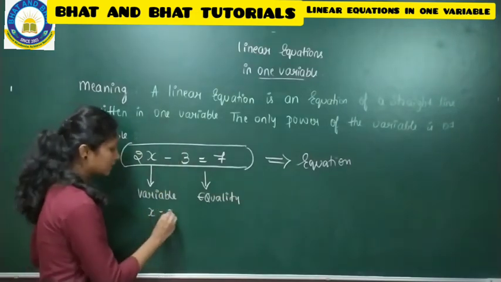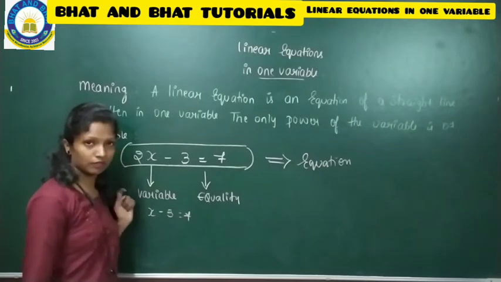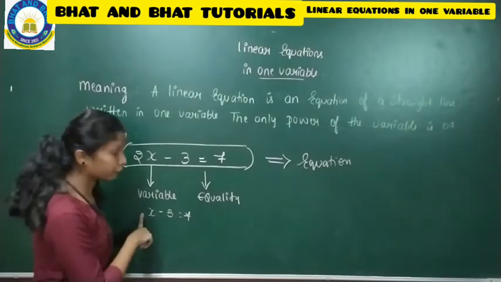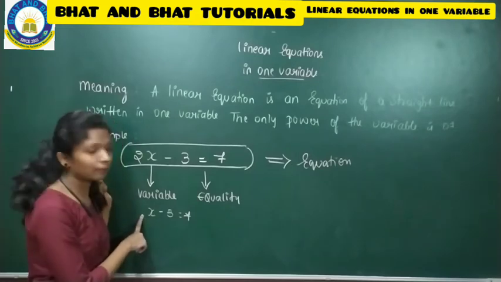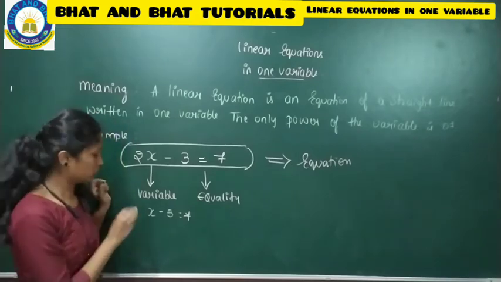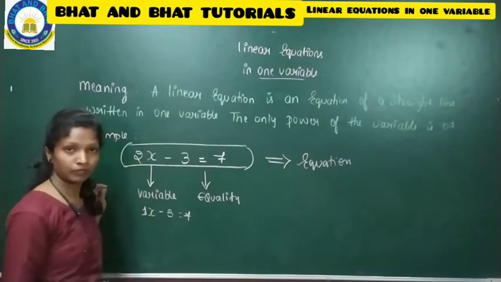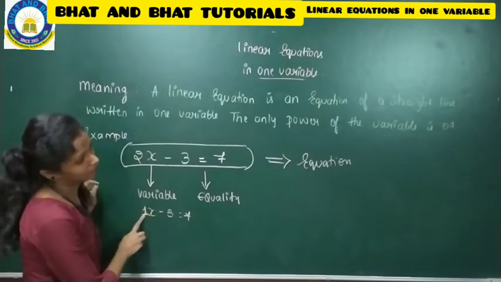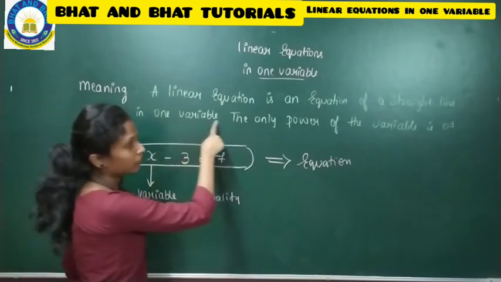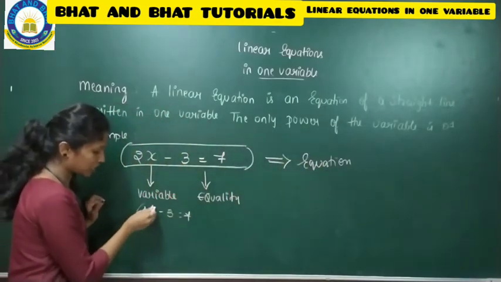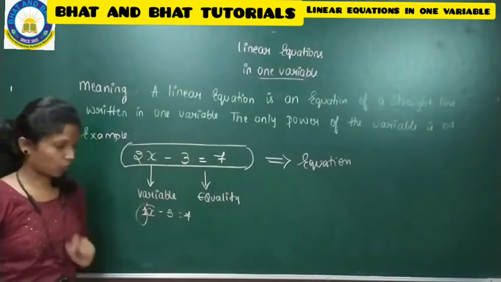They will only give x minus 3 is equal to 7. They won't give any value before x, that means before the variable, no value will be given. At that time, you have to consider it as 1. So that's the reason they have said written in one variable, the only power of the variable is 1. This power of the variable is always 1.